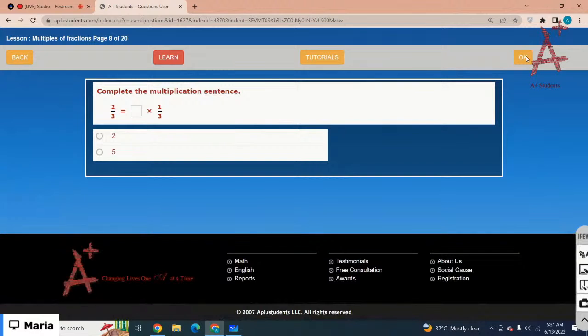Okay, the next one is 2 over 3 equals the missing number times 1 over 3. So which is the correct option? 2 times 1 is 2, so it would be 2 over 3. The correct option is 2 over 3. Very good.